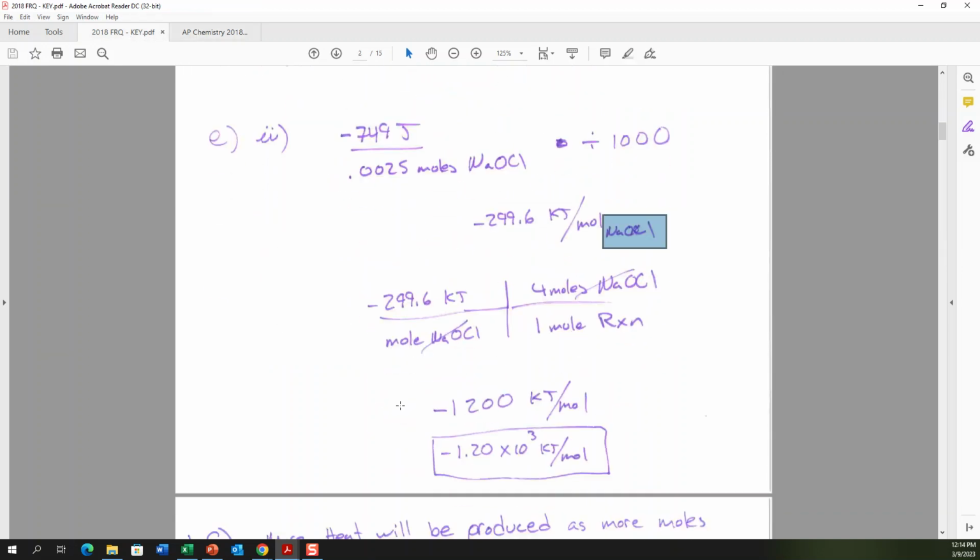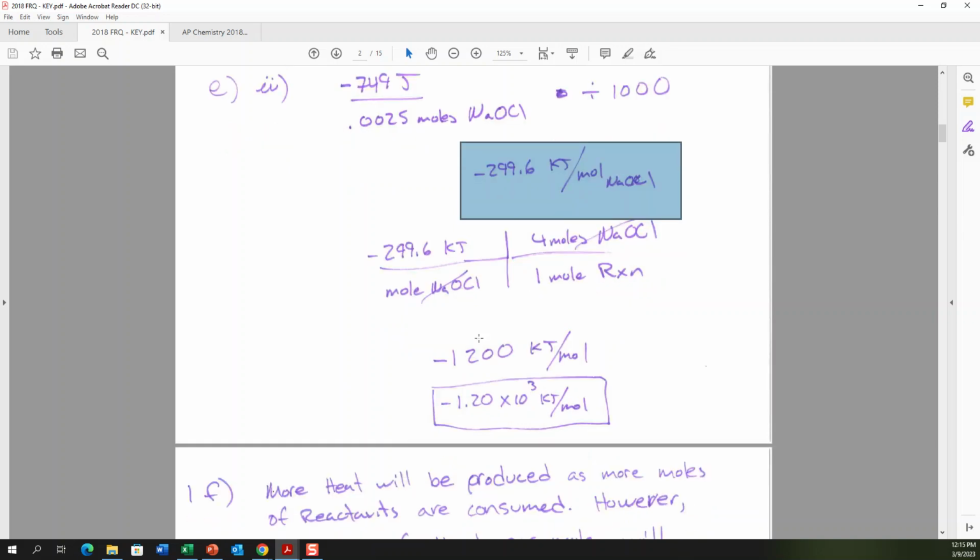So we need to multiply this by 4 because 1 mole of the reaction has 4 moles of sodium hypochlorite, right? In dimensional analysis, you wouldn't have to really show it, but you'd have to know that this would be energy per mole of that compound in the reaction, and if you want energy per mole of the reaction, you'd have to multiply by its coefficient. If its coefficient was 1, this would be our answer, but since its coefficient is 4, we have to multiply by it to get energy per mole of reaction. So it ends up coming out to be around 1,200 kilojoules per mole, but you have to make sure you make it negative because it's an exothermic reaction, okay?